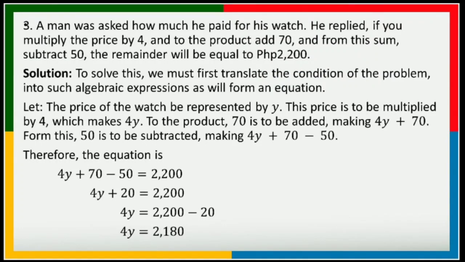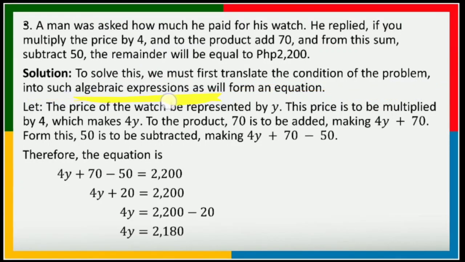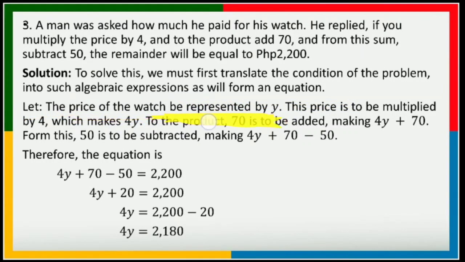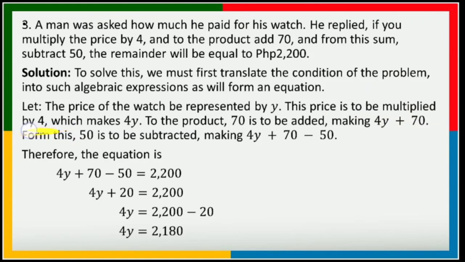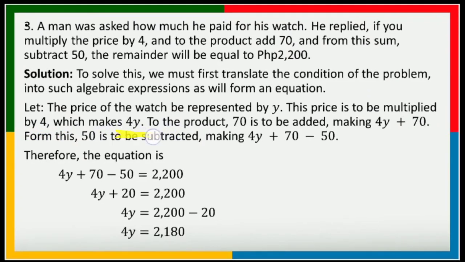To solve this, we must first translate the condition of the problem into such an algebraic expression as will form an equation. So, let the price of the watch be represented by y. Since we don't know the price of the watch, we will let that be the variable y. This price is to be multiplied by 4. Therefore, we will have 4y because we have to multiply it by 4.